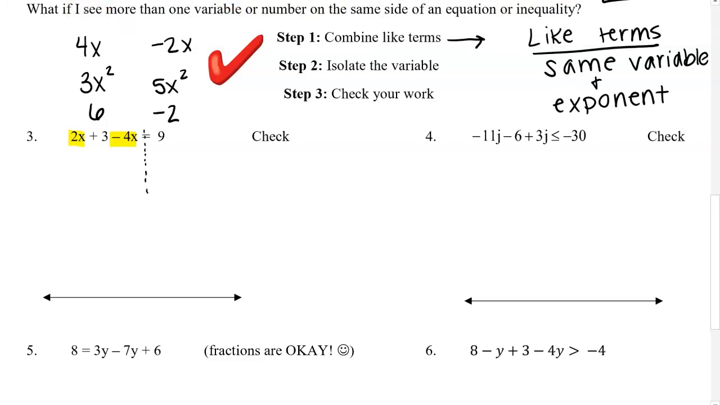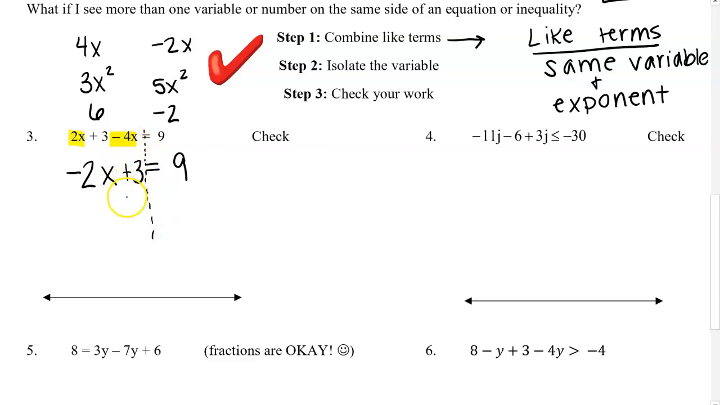To combine like terms, you simply add the coefficients that are in front of the variable. So 2 and negative 4, if you add them, you get negative 2x. The positive 3 should come down, and the 9 comes down. Now this looks like a two-step equation.